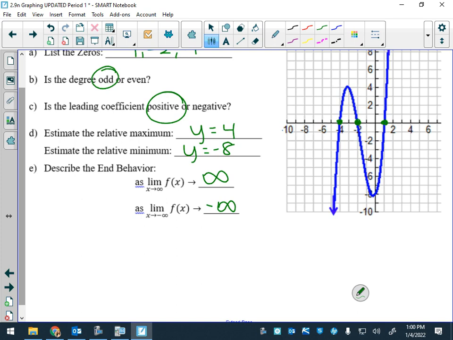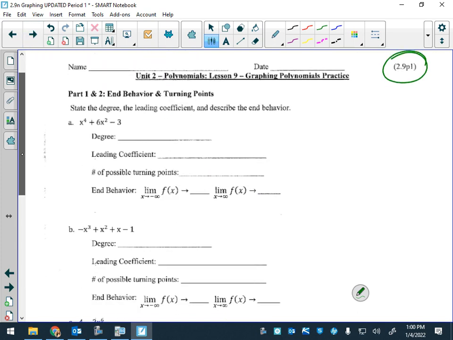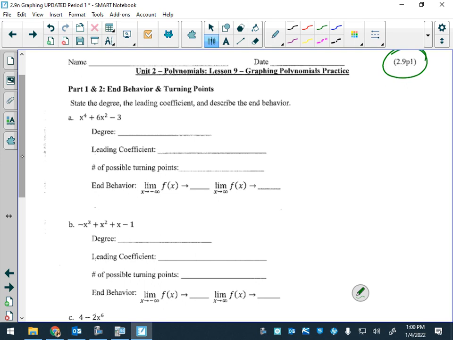You started before break on page 5 of your packet. We're going to recap. We're going to go through this practice pretty quickly because some of you did start it. This is on page 5 of your 2.9 graphing packet. Your graphing packet looks like this.